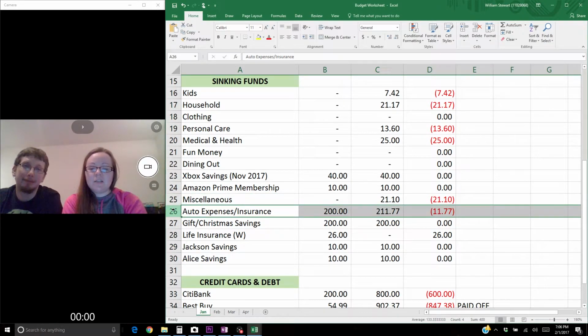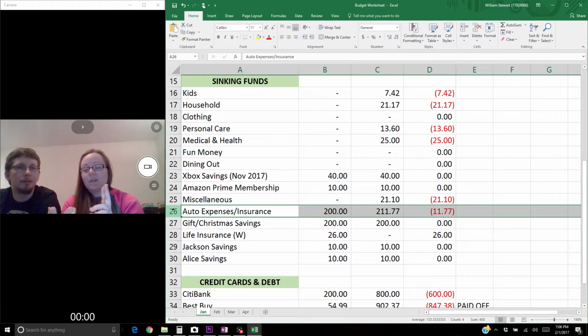Auto insurance and auto expenses. We usually set aside $200 a month into our sinking fund that covers our auto insurance every 6 months, oil changes, any repairs that we need. I oversaved on that by $11.77 because I was kind of OCD and I wanted the number in that sinking account to be even. And so I rounded up to where it would be like the next even dollar. Anyway, OCD.